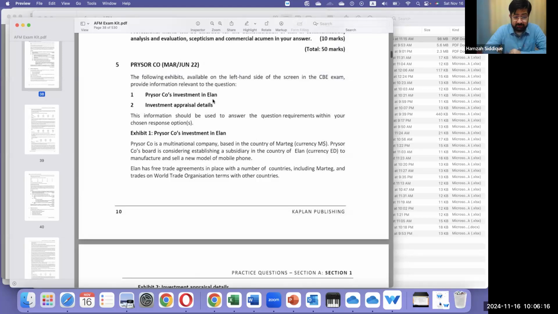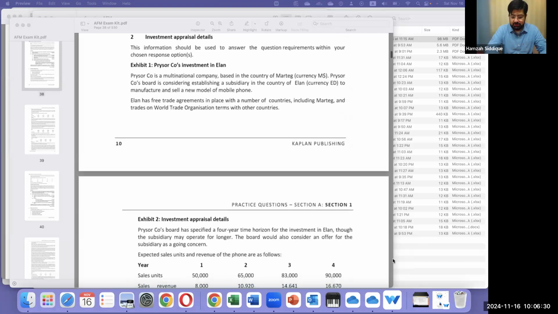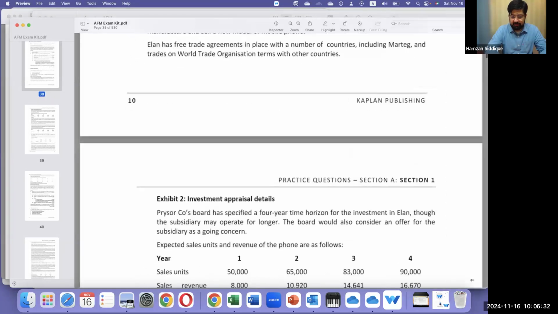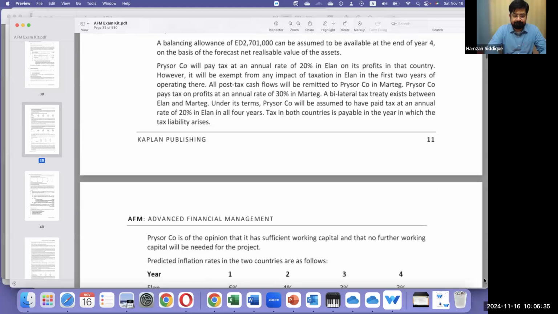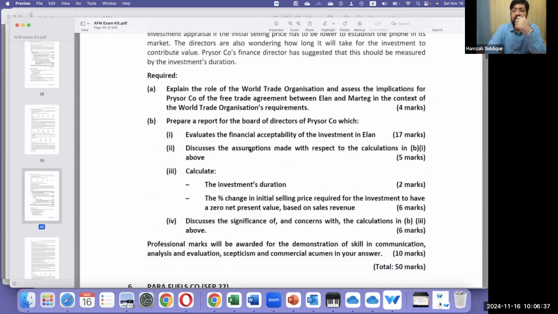2022 past paper question. This is here in front of you. So I would suggest to you, please open this exam kit and read the requirements first. Understanding the requirement is the first thing in the right direction.